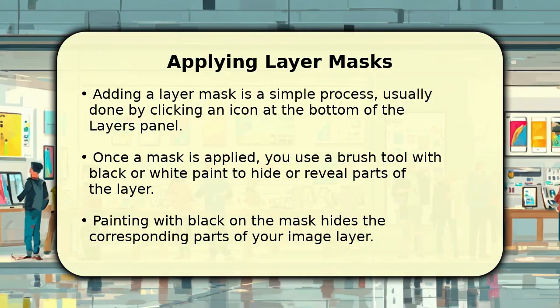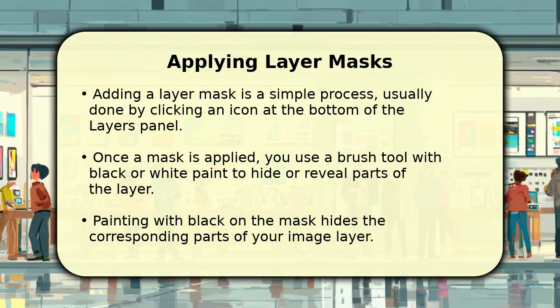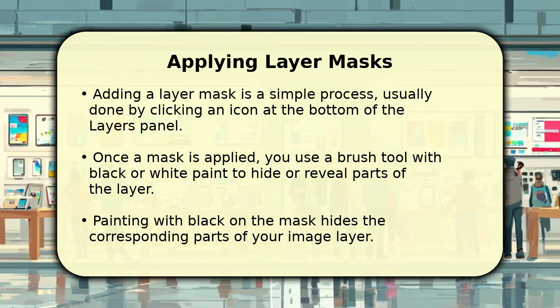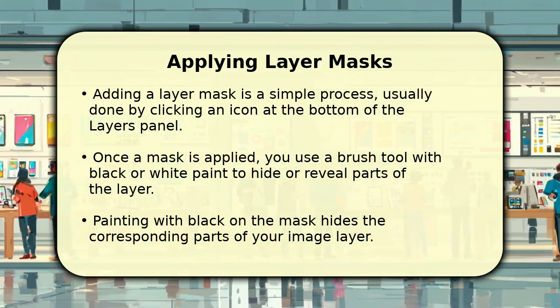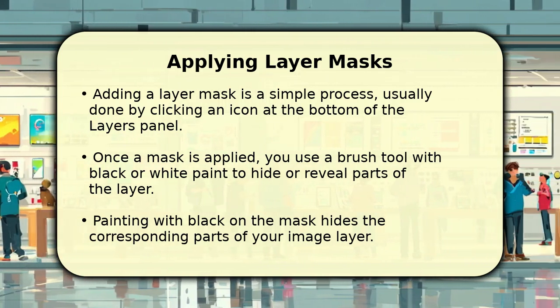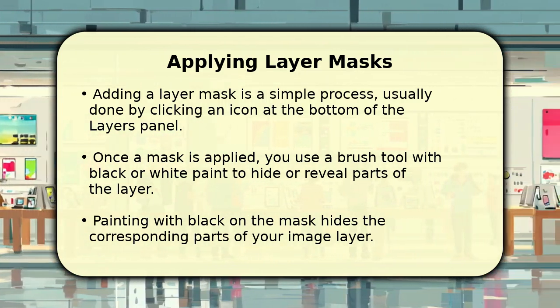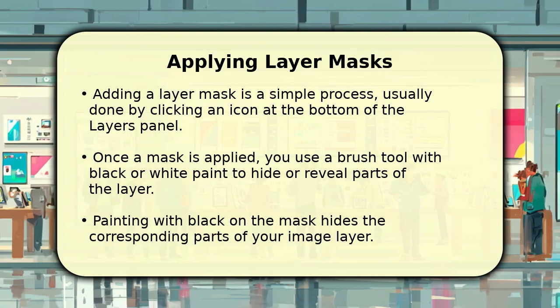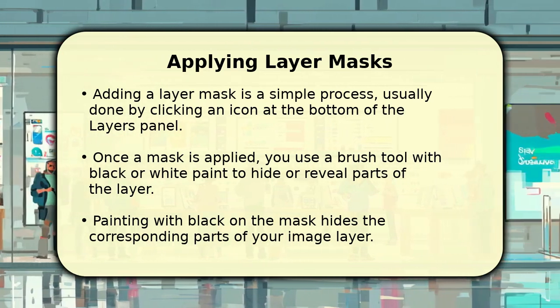To apply a layer mask, select your image layer in the Layers panel, then click the Add Layer Mask icon, which is a rectangle with a circle inside. A white thumbnail will appear next to your layer. Now, select the Brush tool. With the mask selected, paint with black to hide parts of your image.